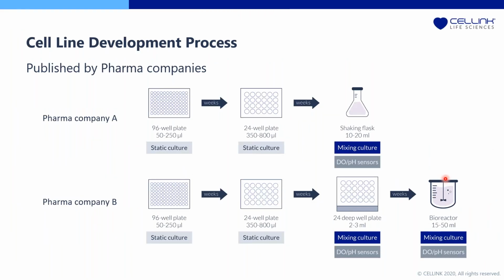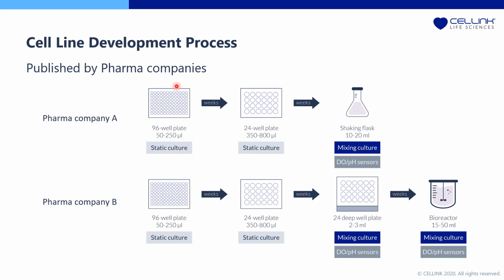And here is the cell line development process published by the well-known pharmaceutical companies. So the cell line development process typically starts from a single cell culture, probably in a 96 well plate, and continuously scales up to 24 well plate or 24 deep well plate, and then ends up with some kind of shaking flask or bioreactor. And as you might already notice, mixing of the cell culture only begins from the shaking flask or 24 deep well plate, and all in the later stages.